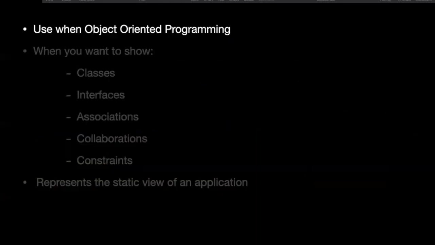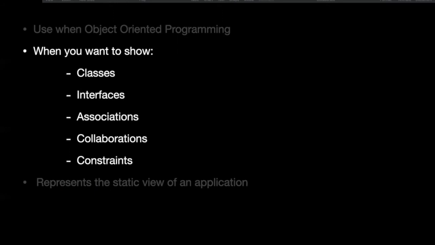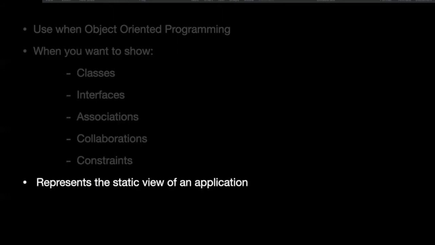So here's a recommendation. You should use a UML class diagram when you're doing object-oriented programming. That was talked about, Emiliano talked about that previously. When you want to show classes, interfaces, associations, collaborations, constraints, that's when you want to use a UML class diagram. And another great thing about class diagrams is that they represent the static view of an application.